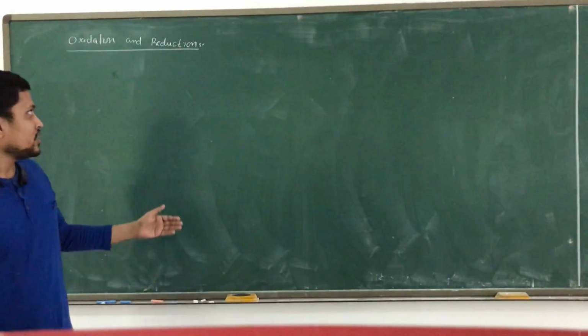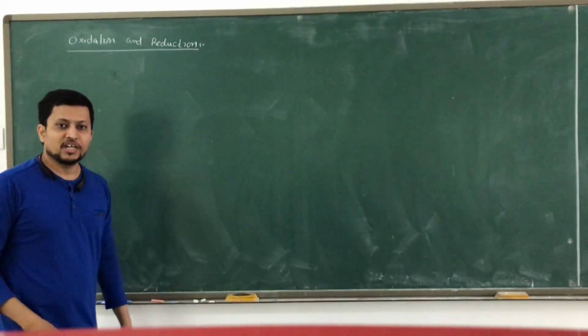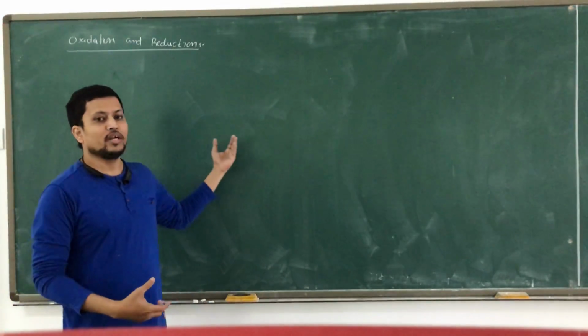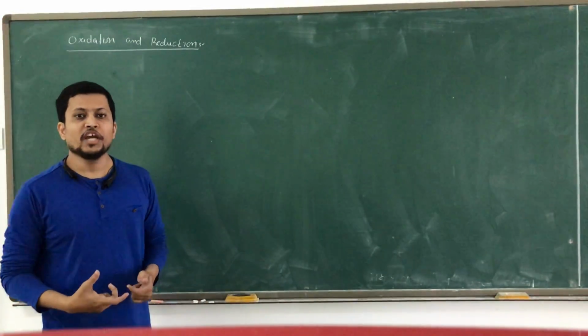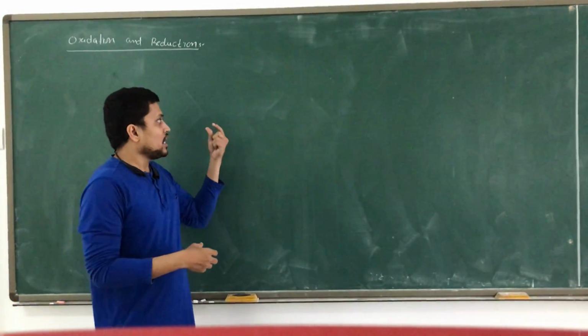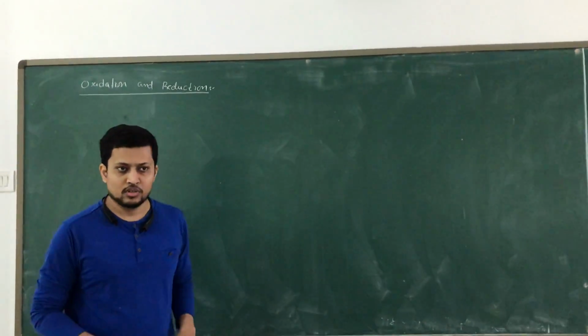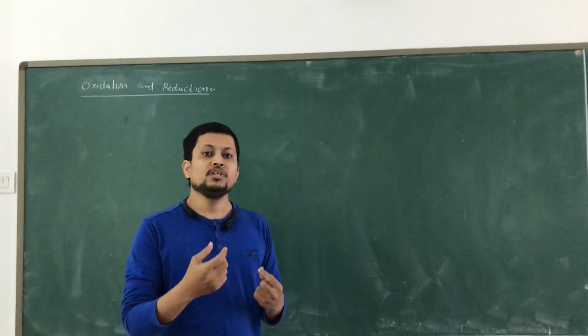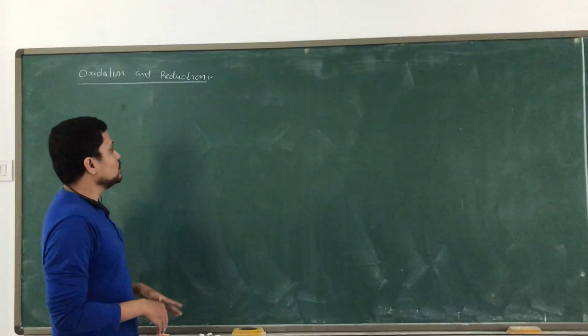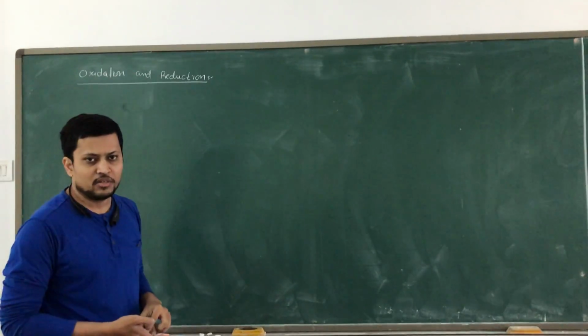So generally we are going to understand what oxidation and reduction are, and we are going to learn how to calculate the oxidation state, the oxidation number, of a given atom in the compound, the given central atom in the compound. We are going to understand oxidation number as well after this. So first we will go for oxidation and reduction.